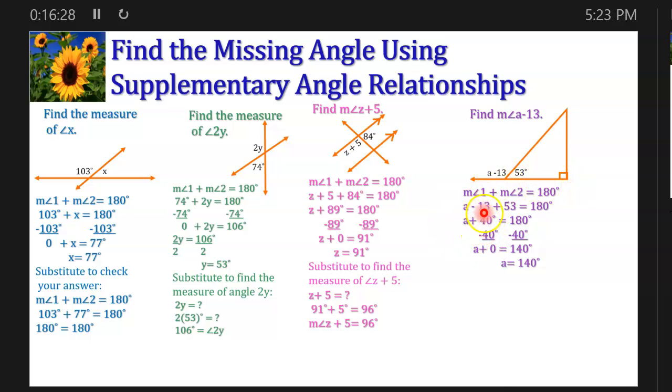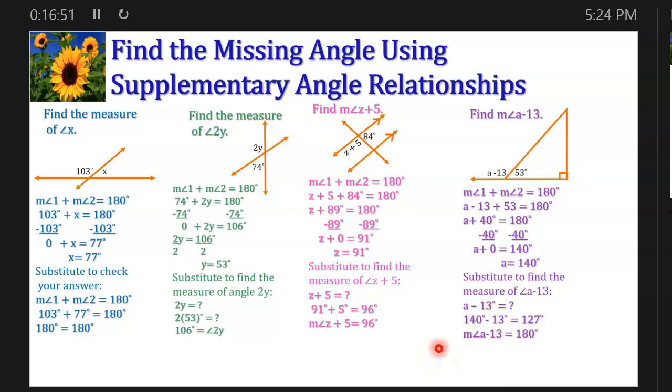Combine your like terms. This time a minus 13 plus this 53 gives me a positive 40. A plus 40 equals 180. Subtract your 40 from both sides, and A is going to be 140. Last step is to substitute it in. A minus 13 is 140 minus 13, which gives us 127 degrees.